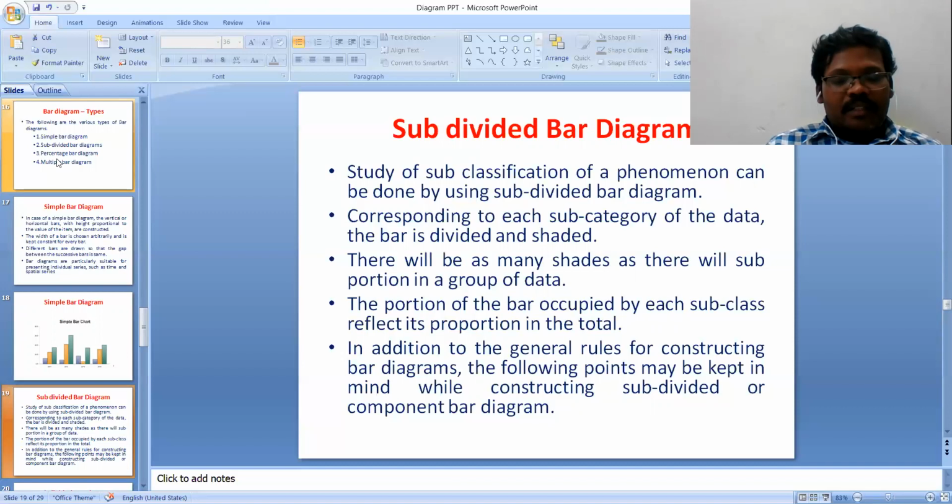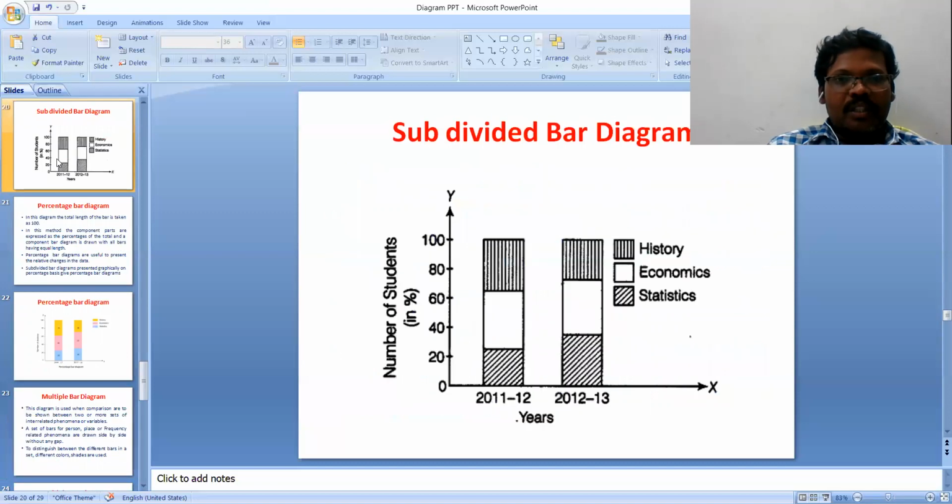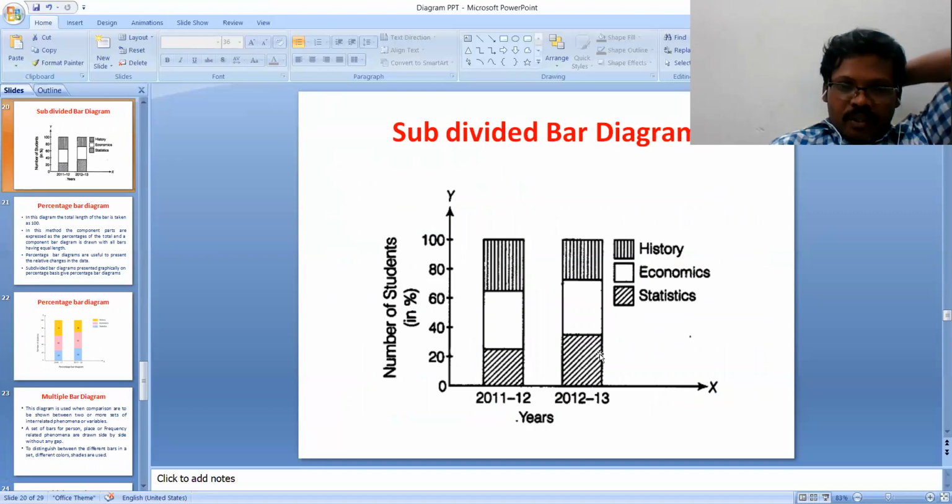For that we can use this particular aspect. In addition to the general rules for constructing bar diagrams, for the subdivided or component bar diagrams we are going to use the following things. These are used for that classification. So here is the subdivided bar diagram, like this.